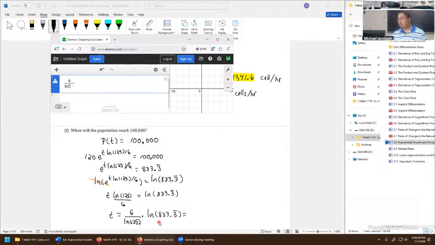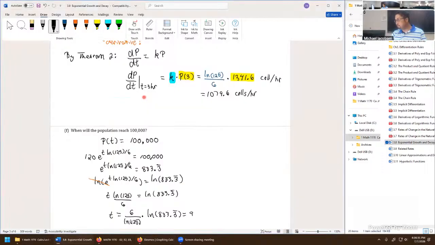So 6 over natural log 125 times natural log 833.3 repeating, so I guess put in a ridiculous amount of 3's until it stabilizes. But we're rounding this maybe to the nearest tenth once again. This is time in hours. So this would be 8.4 hours if you round it to the nearest tenth. Nearest hundredth would be appropriate as well.